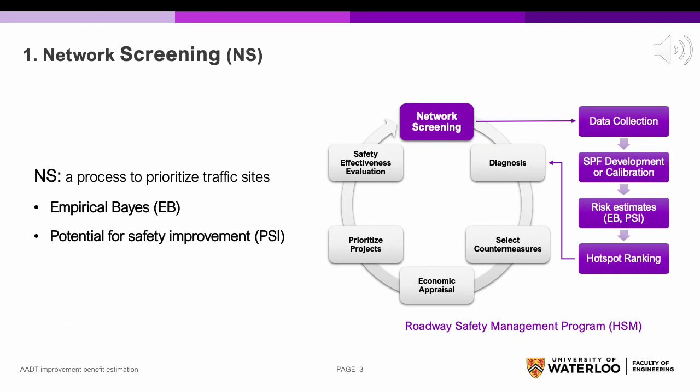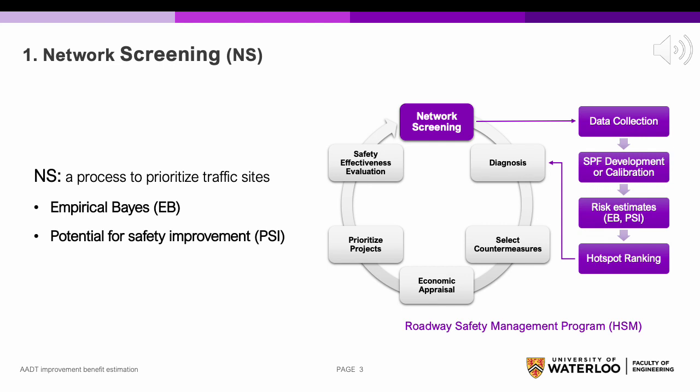Okay, so network screening is the first step in the road safety management program that is presented in the Highway Safety Manual, or HSM. It is basically a process to prioritize different traffic sites such as intersections or roadway segments for more detailed safety evaluation that is performed in the next steps of the road safety management program.